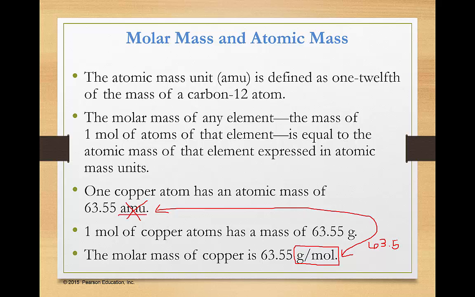This is the same thing as saying 63.55 grams over 1 mole of copper, or I could flip it over, 1 mole over 63.55 grams of copper. That's what this means, and so this gives us conversion factors that we can use. We'll look at how we use those in a couple of slides coming up.